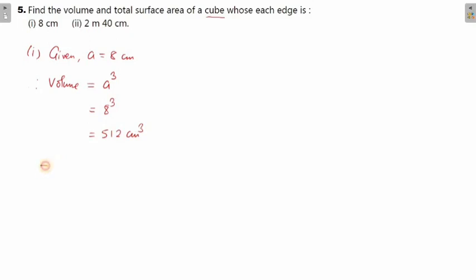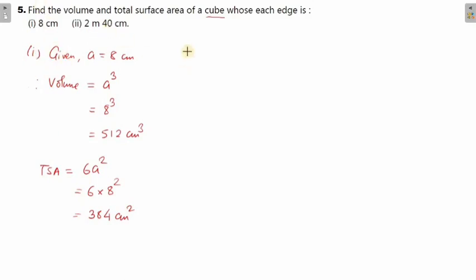And the question is asking you to find total surface area also. Now the formula for total surface area is 6a square. So we have 6 into a square. A is 8, so it is 8 square, right? So 8 square is 64. So 64 into 6 will be 384. So the total surface area is 384. Now since it is area, your unit is going to be centimeter square. Simple. So this was your first question.